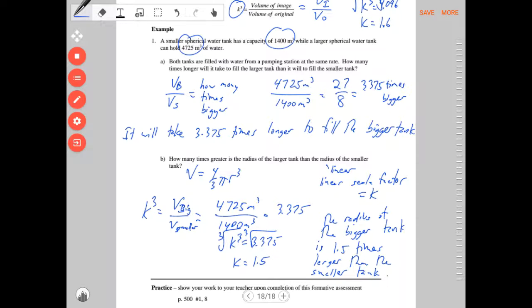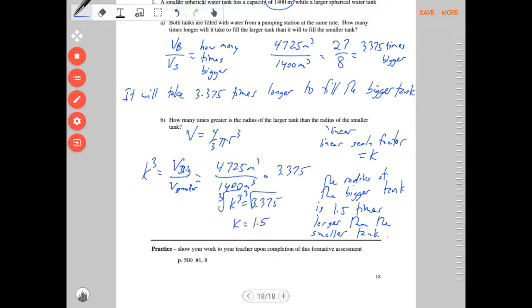Awesome. Well, that is it for this section. I need you to show your work and finish on page 500, question 1 and question 8 will be enough for what you need to show for this.